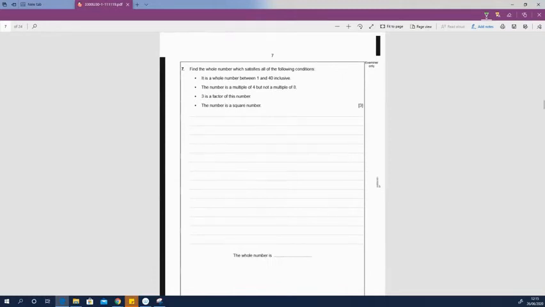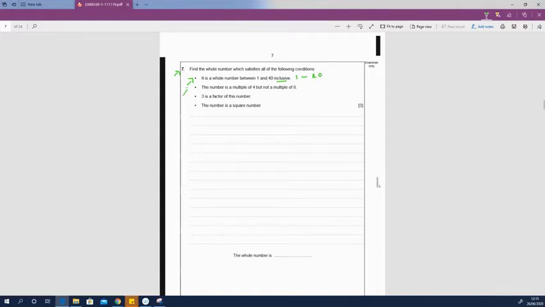Let's go now to question 7. Question 7 asks us to find the whole number which satisfies all of the following conditions, and it gives us a number of clues. So I'm going to work my way through the clues to find out the whole number that we're looking for. The first clue is that the number I'm looking for is a whole number between 1 and 40 inclusive. That means it can be any number including 1 and 40.